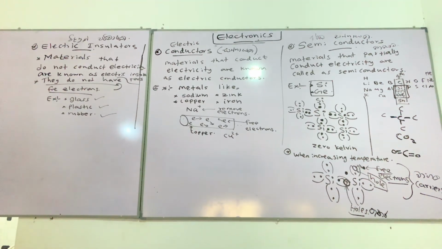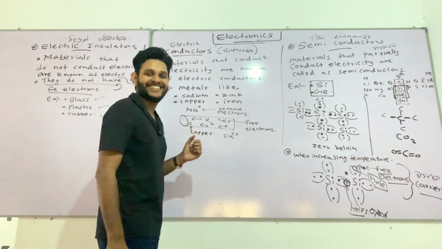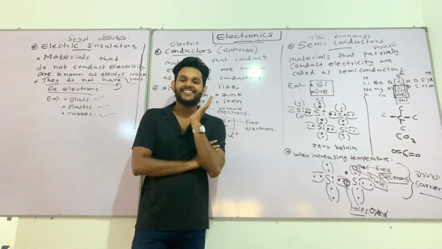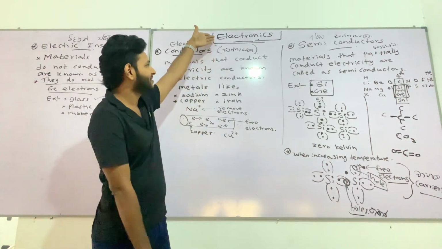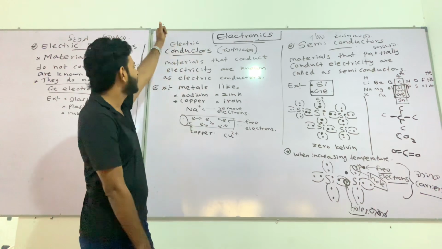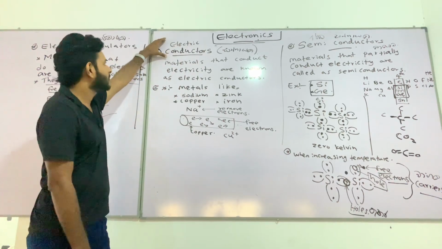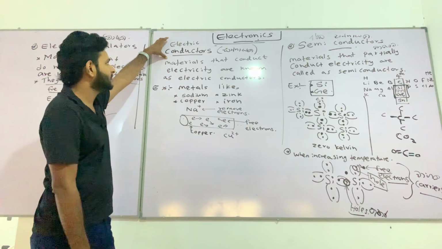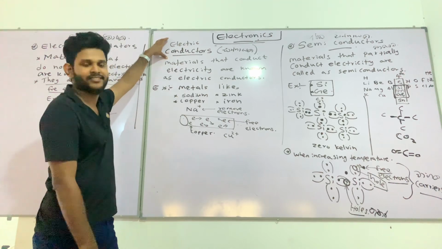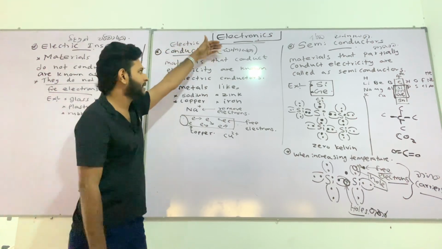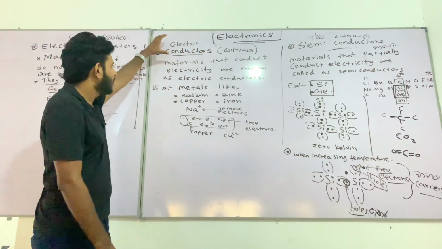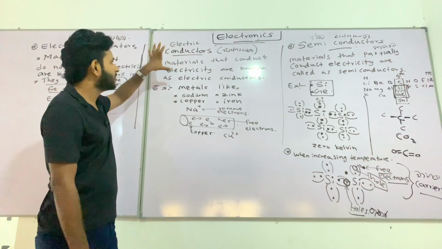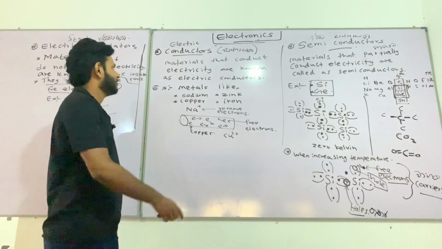Children, listen to me. We are starting the grade 11 science lesson on electronics. The first subtopic is electric conductors. I have written the meaning here. Let's first discuss the definition of electric conductors.